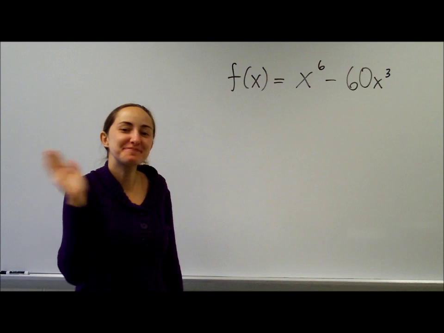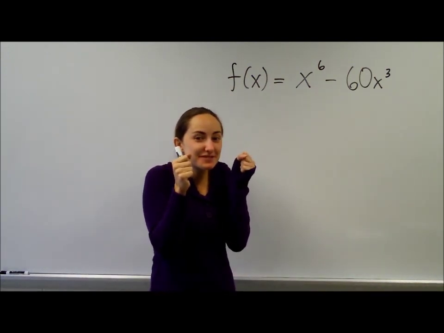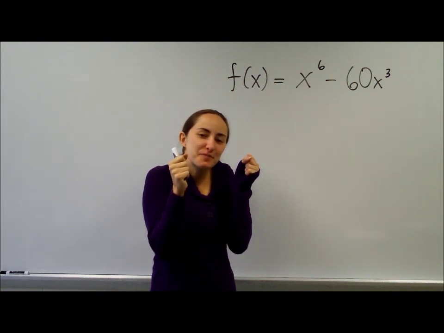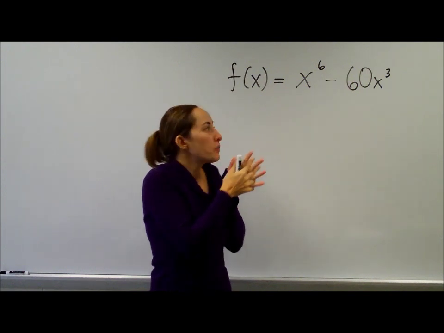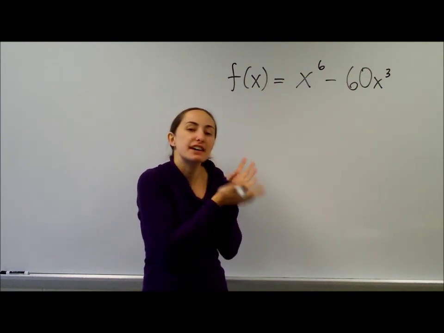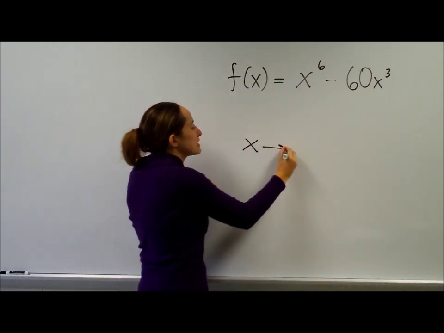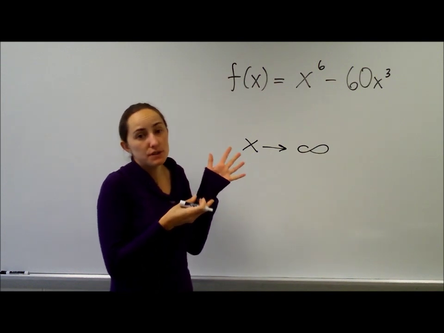So you are here to answer the clicker question. Tell us about the end behavior of f of x equals x to the 6th minus 60x cubed. Well, apparently end behavior is determining what the y value will be with different x values. So the idea is that if x goes to infinity, it's going to be some really big number. And in this case, even if it was a small number, you could see what would be going on.